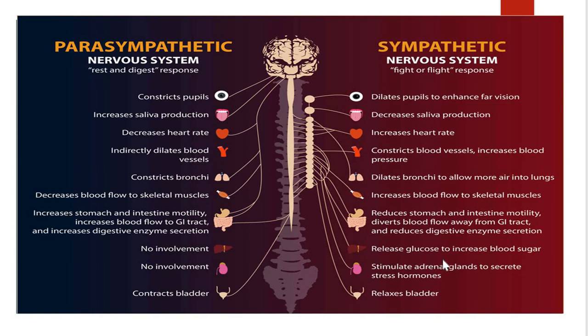It releases glucose to increase blood sugar. Blood sugar level बढ़ जाएगा ताकि we can oxidize glucose and can produce more energy in the form of ATP. It stimulates the adrenal gland to secrete stress hormone to prepare you for emergency. And it relaxes the bladder. यानी कि यूरिनरी ब्लैडर में यूरिन का प्रोडक्शन बढ़ेगा, यूरिनेशन की स्पीड बढ़ेगी, फ्रीक्वेंट यूरिनेशन होगा. इसलिए बहुत बार डर के मारे लोगों का यूरिनेशन हो जाता है, यूरिन निकल जाता है.